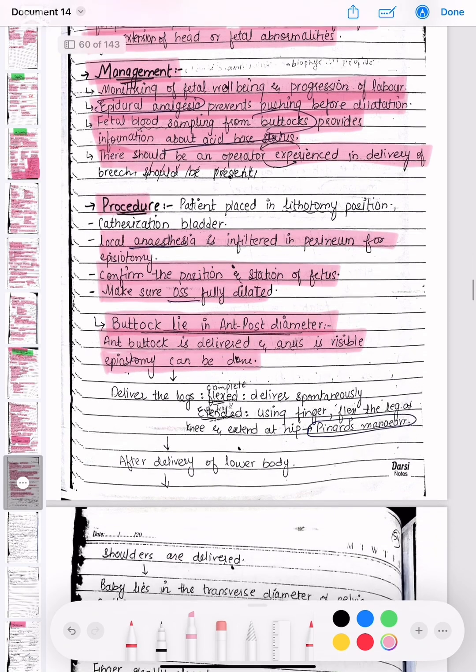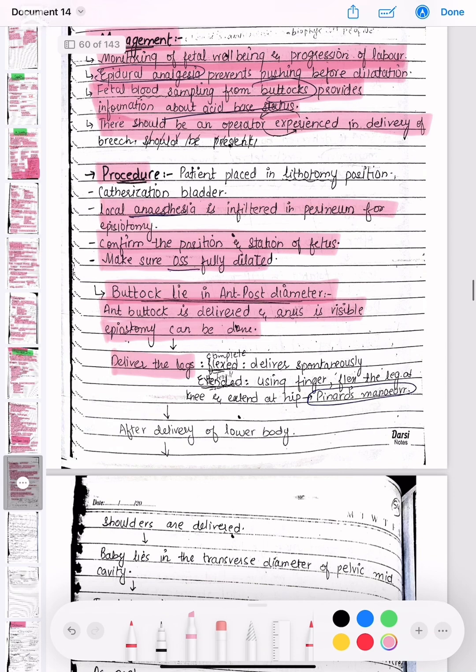Episiotomy can be done. First deliver the legs, that is, complete flexed, and they deliver spontaneously. If extended, using a finger, flex the leg at the knee and extend at the hip. That is Pinard's maneuver. This method is known as Pinard's maneuver. This is important for MCQs.